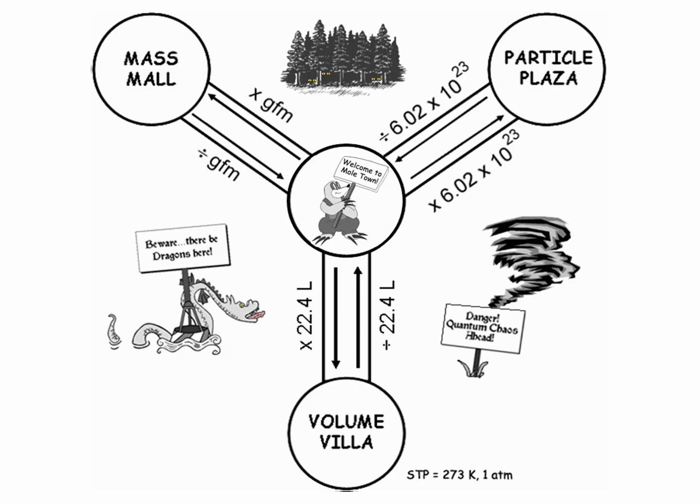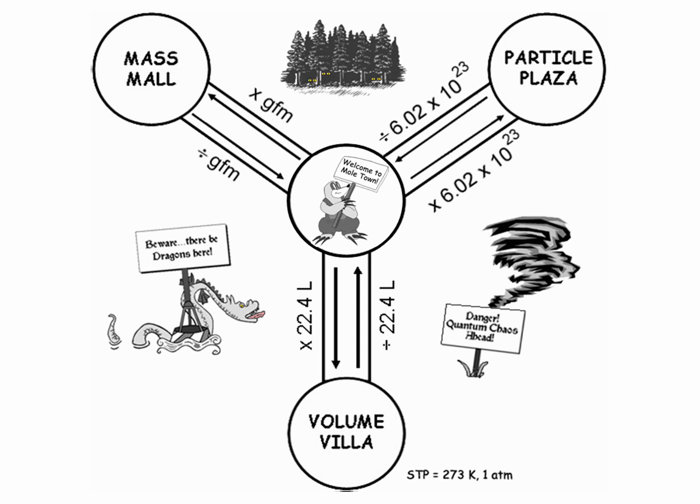Now this next part is just a visual aid to help with the different conversions between the different quantities we're going to be talking about and moles. It's called Moletown. I'm sure there's other names for it. At the center of Moletown, we have the mole. There are different suburbs. We have Mass Mall, Particle Plaza, and Volume Villa. So let's look at what each one of these suburbs means.